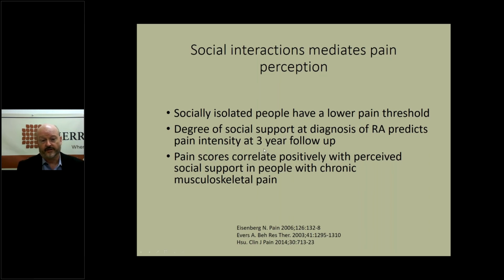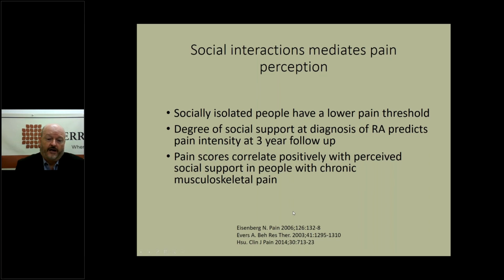They've also showed in people with rheumatoid arthritis that the degree of social support at the diagnosis, so this was smart, the investigators gave surveys and tested the amount of social support that a person had when they were diagnosed with rheumatoid arthritis. Came back 3 years later, they found out that the degree of social support at diagnosis strongly predicts how much rheumatoid arthritis pain they're going to have 3 years later. There's a strong correlation, positive correlation.